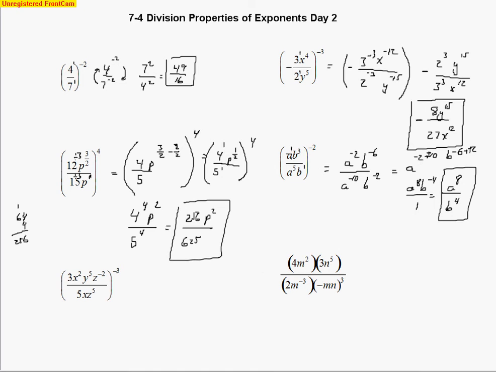Now check it out. It would be the same thing if I had reduced it to start with. See how I have more b's on top, so it would be b to the 2nd power, and then down below I'd have a to the 4th power.